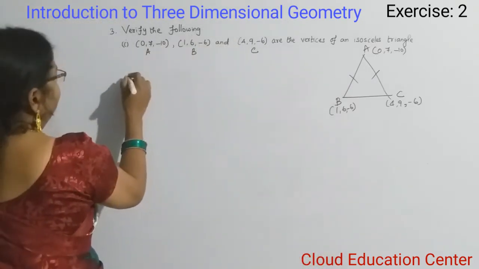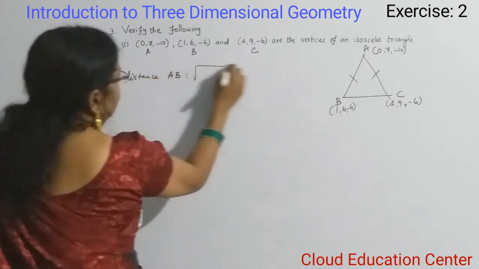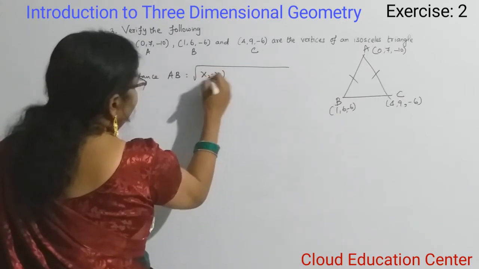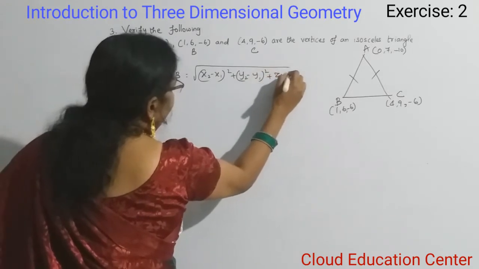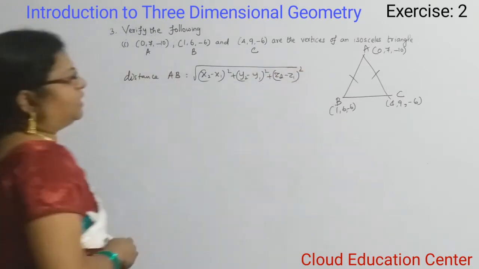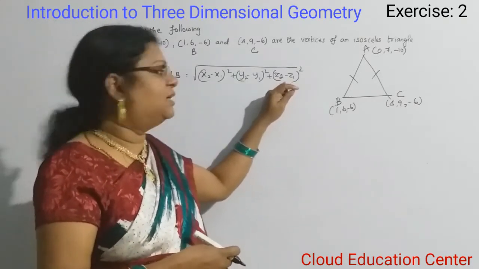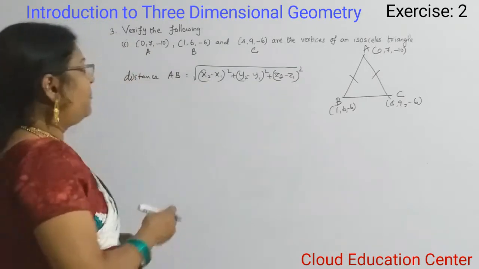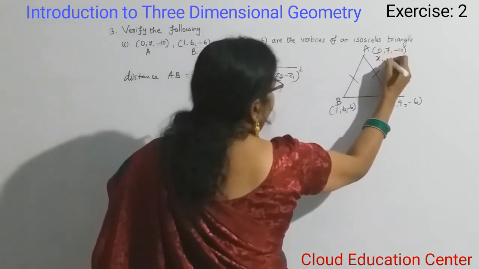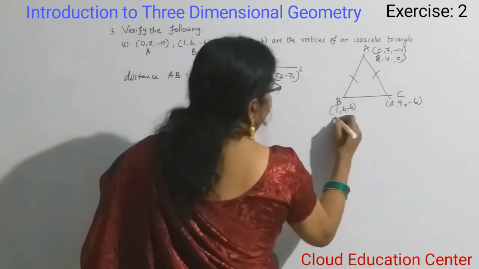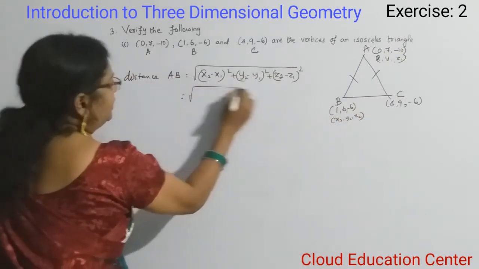Now, we'll find the distance between the AB points first. The formula is the square root of (x2 minus x1) the whole square plus (y2 minus y1) the whole square plus (z2 minus z1) the whole square. So here this is 3D geometry, that's why we have taken the third axis also, the z axis, to find the distance. Now, we are going to take the AB points. When you take AB, this will be x1, y1, z1, and this will be x2, y2 and z2. So, we will substitute the values in the formula.